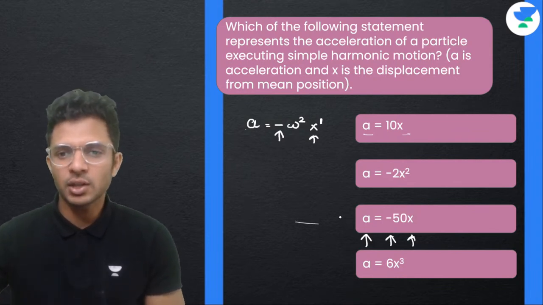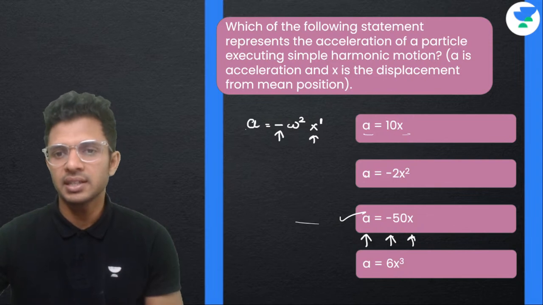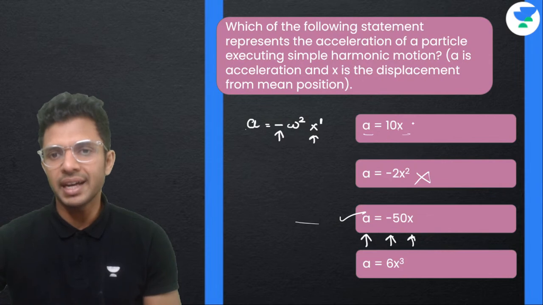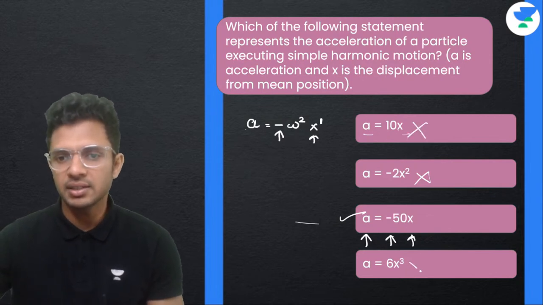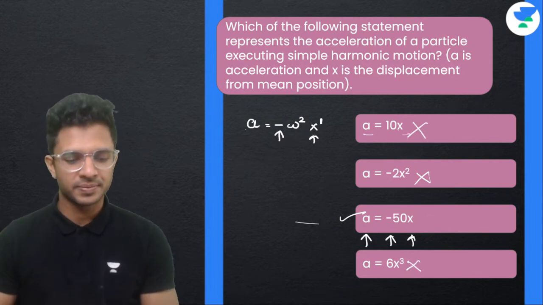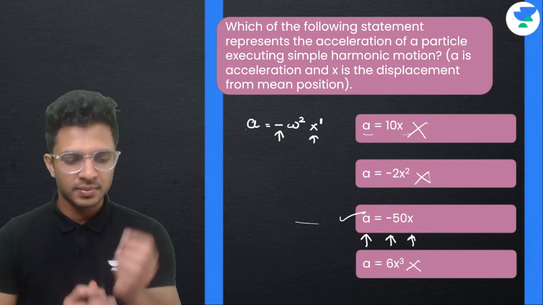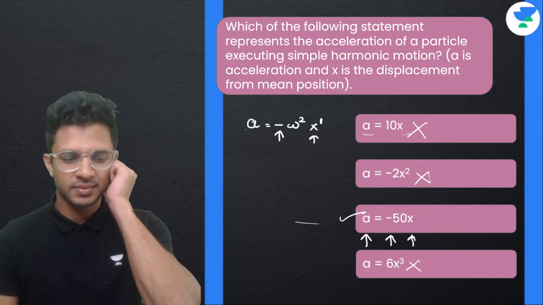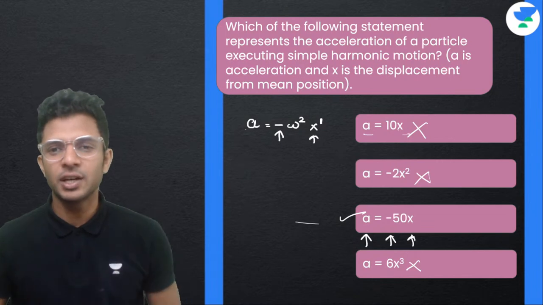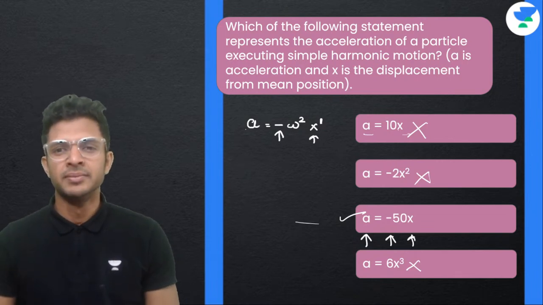So obviously it is option 1, because in other cases, here in the second case, x is being squared, so not the one. Here we don't have negative sign, not the one. Here x is being cubed, not the one. Nannu munnu concept, right?